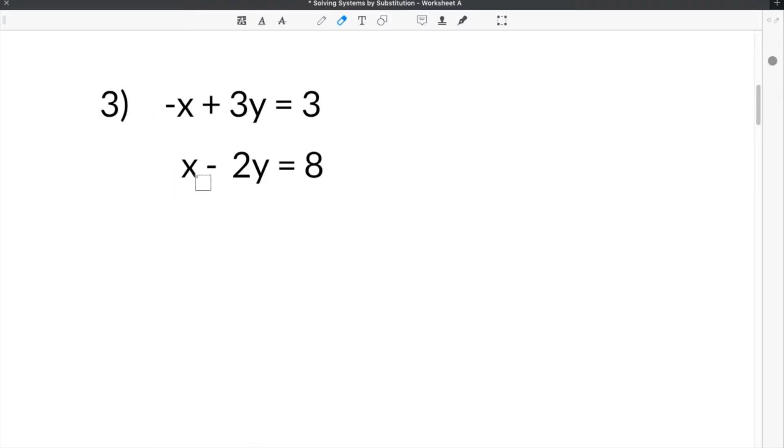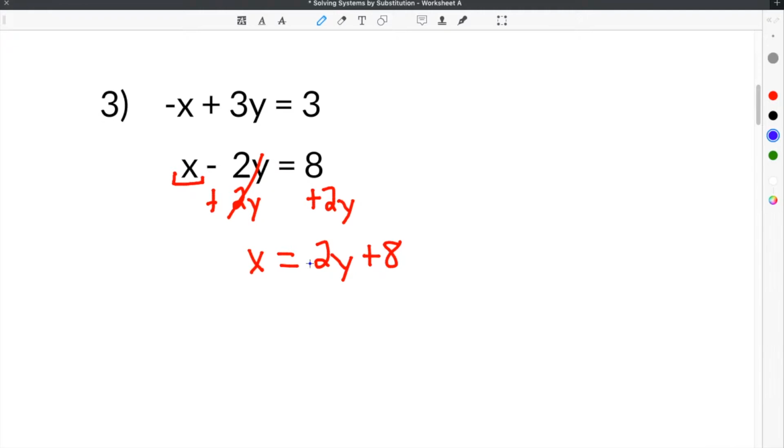Easiest thing to solve for would be this x down here, because all you have to do is add 2y to both sides, and these will cancel, and you solve for x automatically. So now we know x is equal to these two terms. If we tried to solve for any other variables, we would have had a coefficient here, and we would have had to divide everything by that coefficient. So this was just the easiest variable to solve for. Now we know x is equal to 2y plus 8. We have to take this 2y plus 8 and substitute it into our other equation, our top equation in this case.